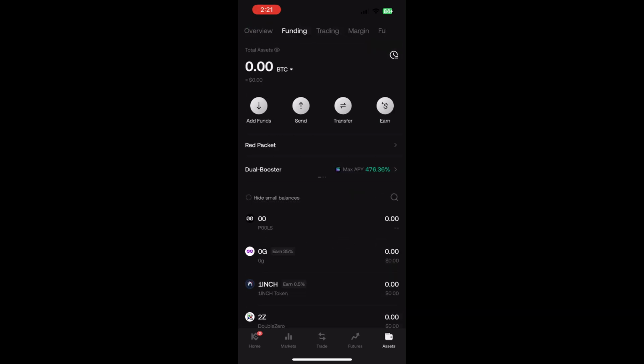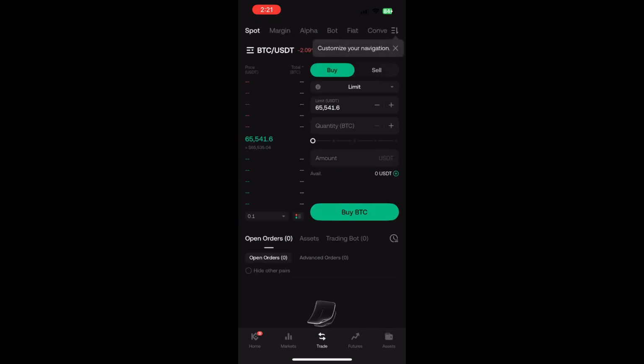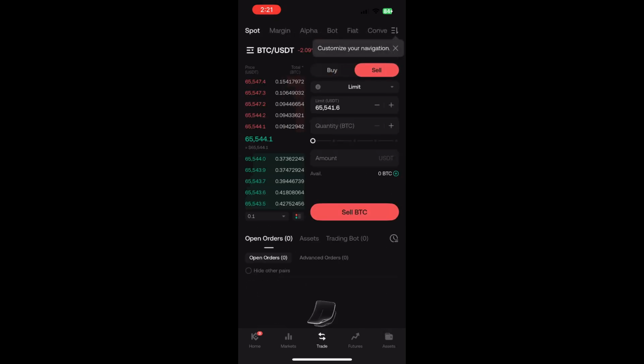If you're holding other tokens, go to Trade. Sell them into USDT or another major stablecoin, and make sure the balance is in your main or funding account.